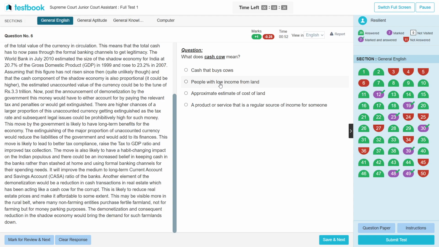Cash cow: a product or service that is a regular source of income.